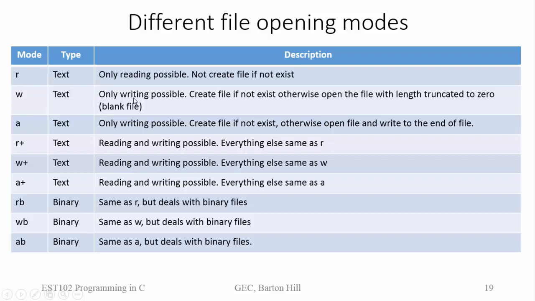In the case of W, which stands for write mode, it also deals with text files. If the mode is W, only writing is possible, but if the file does not exist, then it will create a new file, and if the file exists, then the length will be truncated to 0, meaning it will open a blank file, thereby erasing the contents of the file.